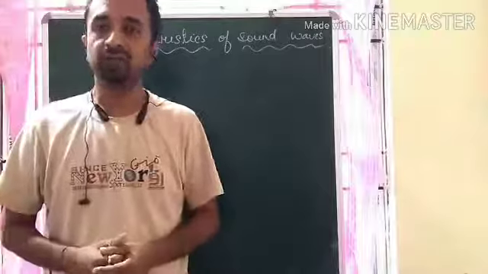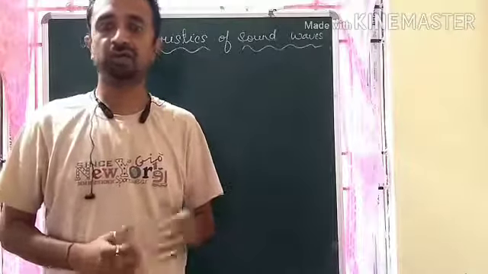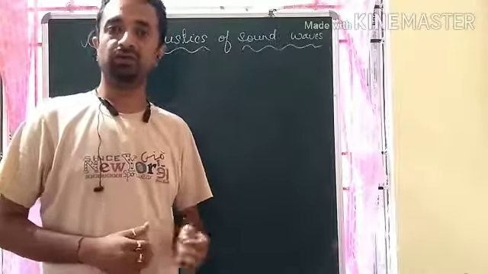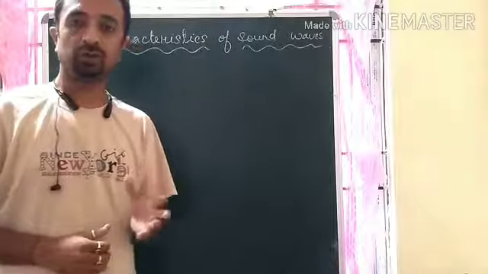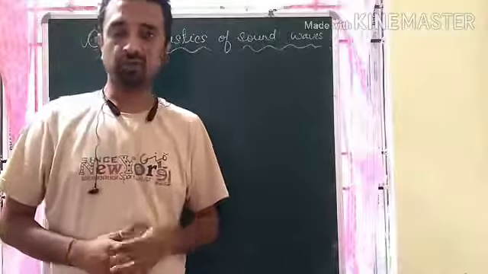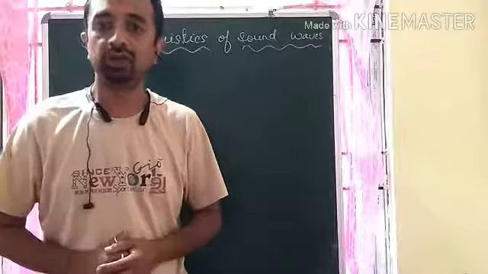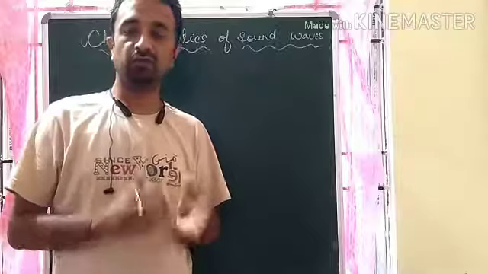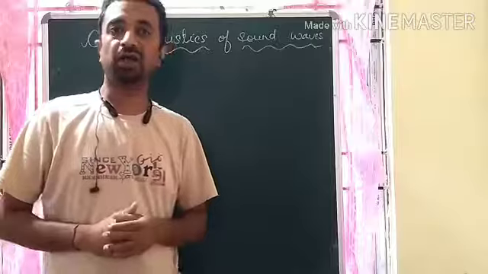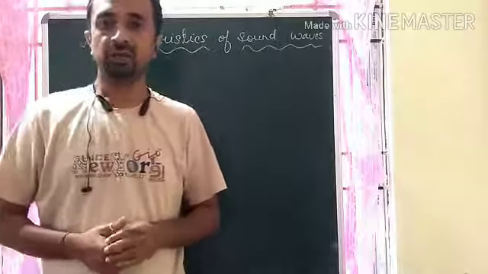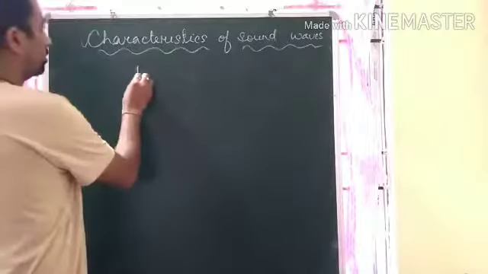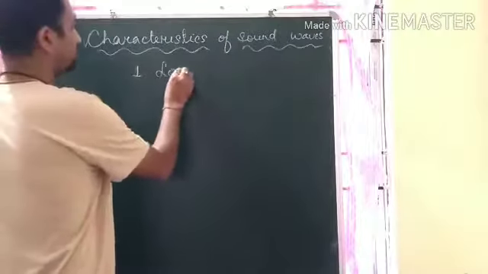Around us we hear many sounds. Our ear can distinguish between the sounds that are produced from different sources. How is that possible? It is possible with the help of some characteristics of sound waves. Today we shall learn about three major characteristics of sound waves by means of which our ear can distinguish the sounds that are produced by different sources. The first characteristic that we are going to study is called loudness.